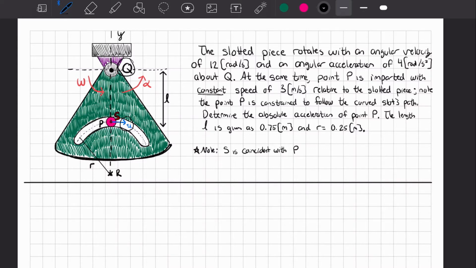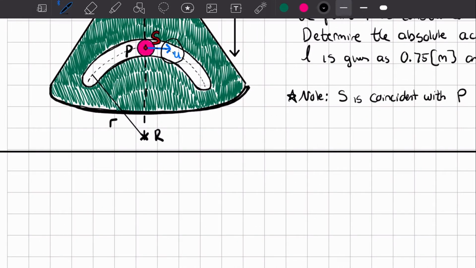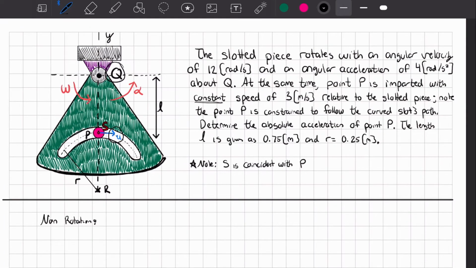Okay, so like I said previously, we now are working with a rotating reference frame, where previously we were using non-rotating reference frames. So just as an idea, if I had a non-rotating reference frame and I was dealing with relative velocity, because we can imagine that green slotted mechanism is going to be moving with an angular velocity and angular acceleration, and then we're imparting point P with a constant velocity to the right, we have some relative motion going on here.